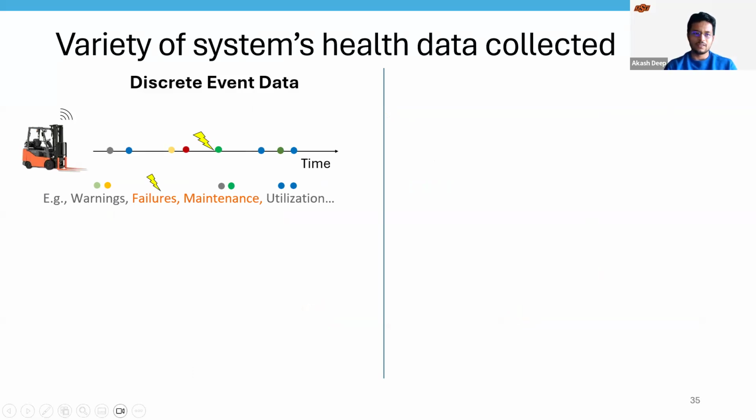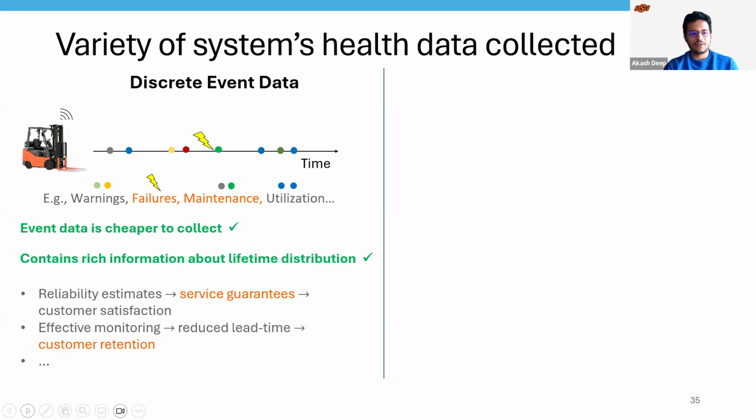So the very easy one is something we call event data, which is what you also usually may have in maintenance logs, which just marks when something happened at a certain point of time. And as you can imagine, event data is cheaper to collect, and it contains fairly rich information about the lifetime distribution of the machine. Can you click next? Yeah, okay. Some of the benefits of using event data: we can get some reliability estimates that can help us ensure the service guarantees from the OEM side, or perhaps effective monitoring, leading to reduced lead time or so. So that's one class of data.